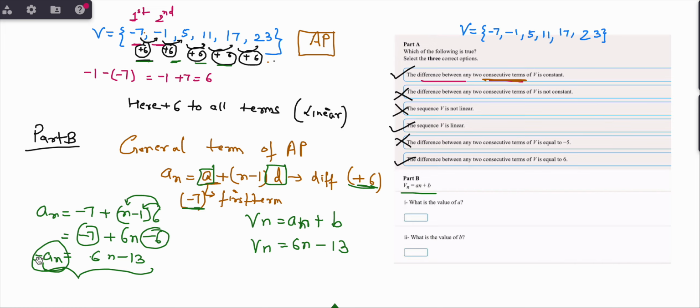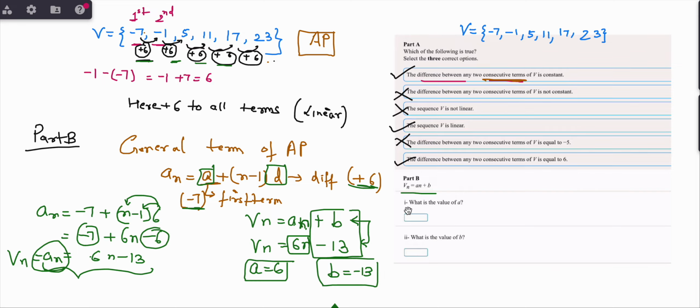You can consider this as Vn only. So if I compare these two, you can see the coefficient of n here is a and the coefficient of n here is 6. So a is equal to 6 and the constant b is equal to -13. So we got the answer. This is 6, this is -13. This question is done. Thank you.